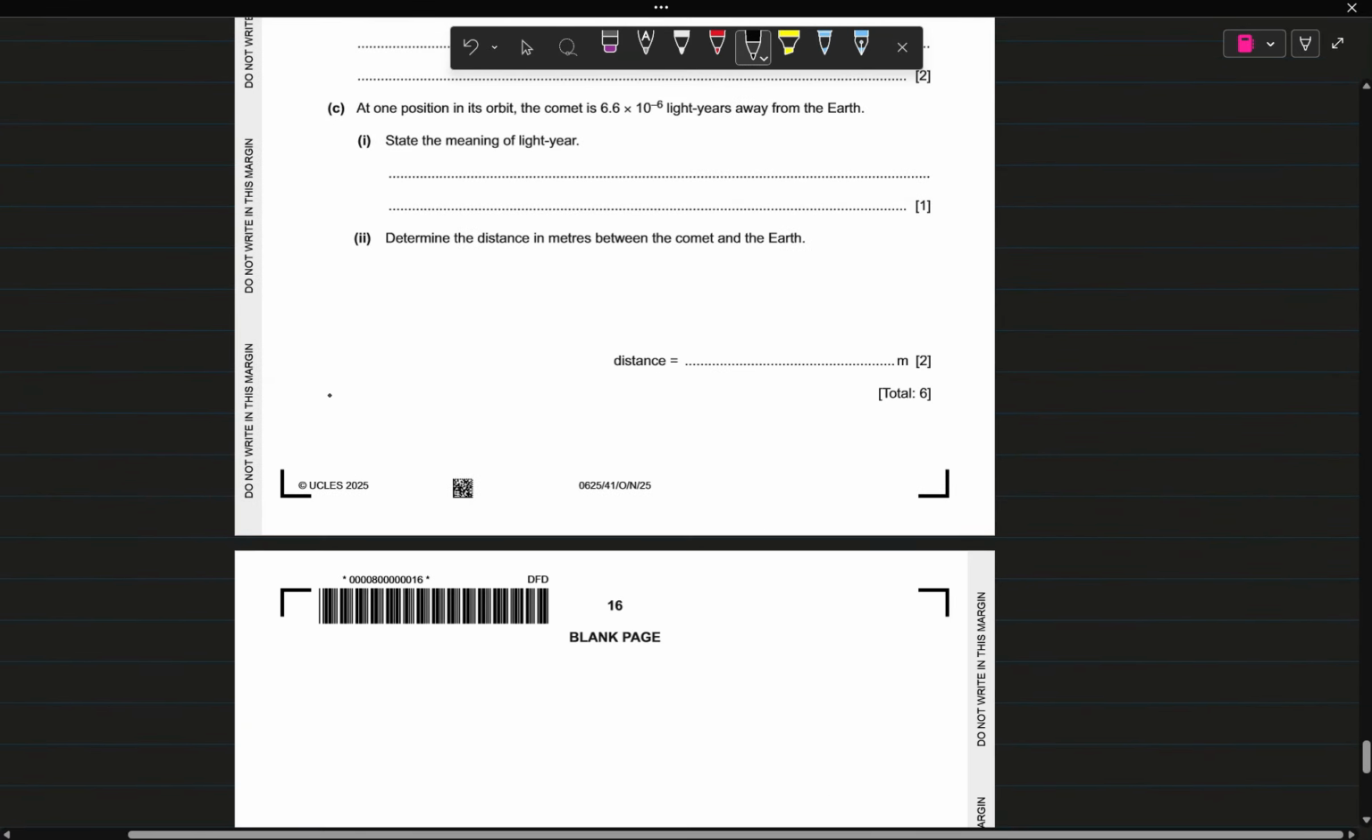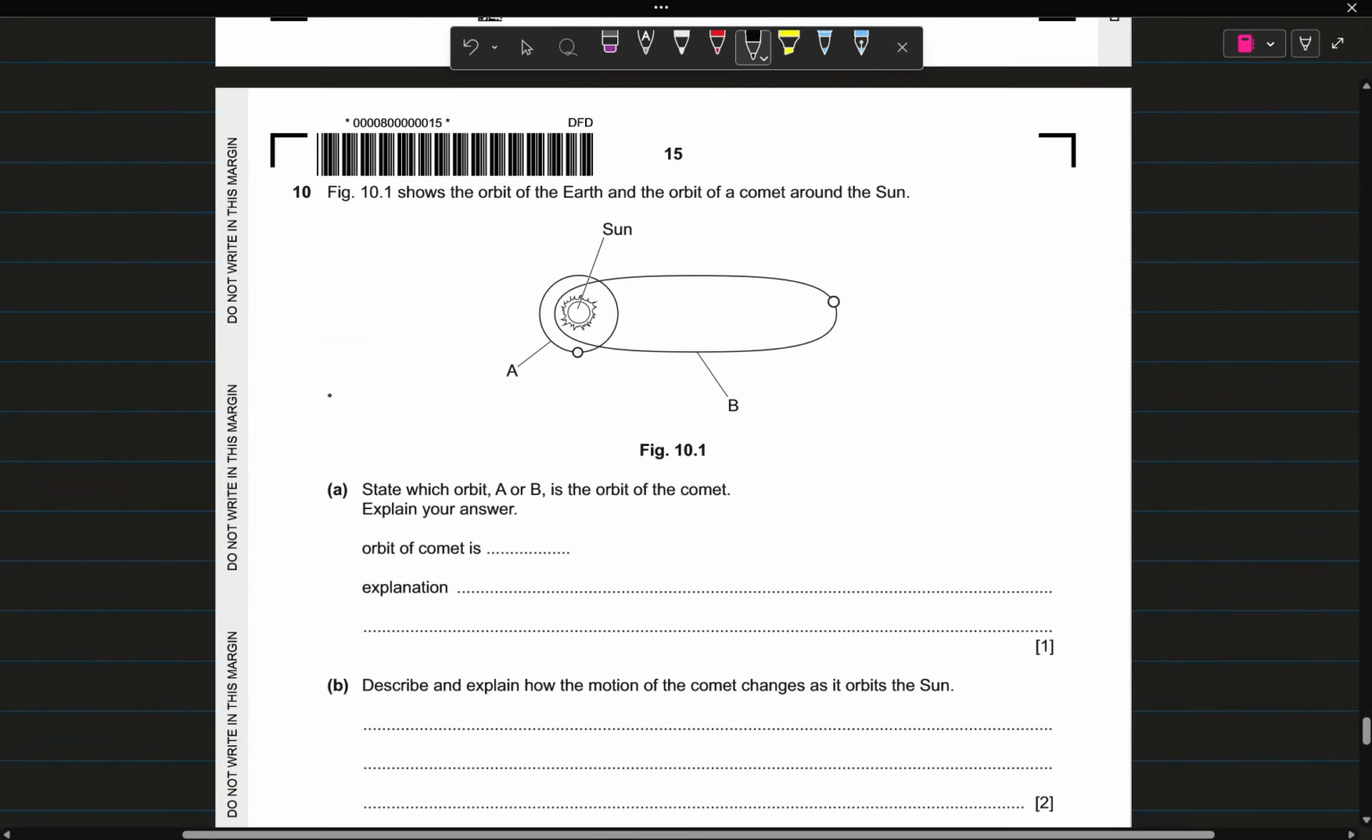Now on to question number 10, the last one. Figure 10 shows the orbit of the Earth and the orbit of a comet around the Sun. State which orbit, A or B, is the orbit of the comet and explain your answer. So a comet, that would be B, and this is due to the slingshot effect. For a comet, the sun is not in the center of the orbit, so basically it will take this ellipse path. The explanation is that the sun is not in the center of the orbit.